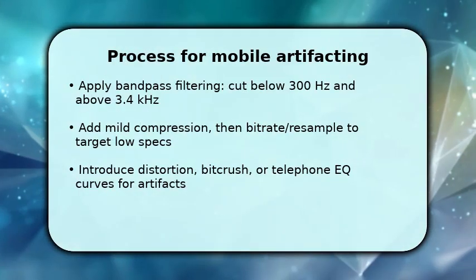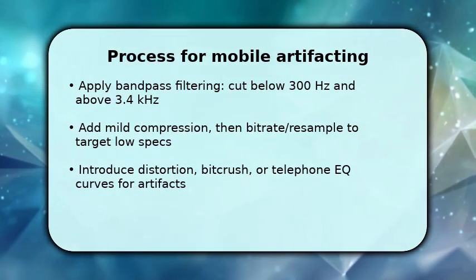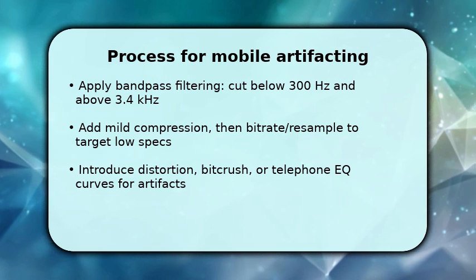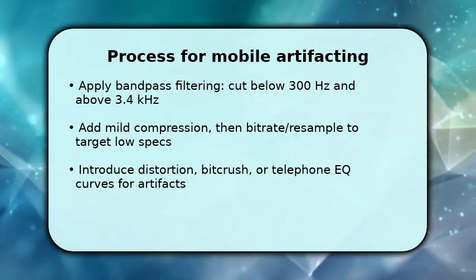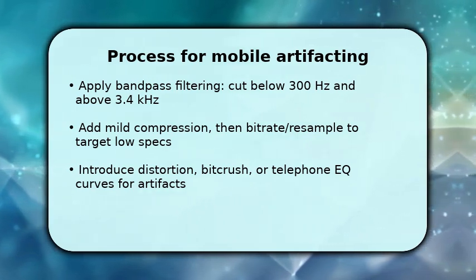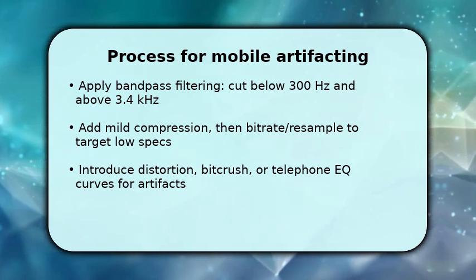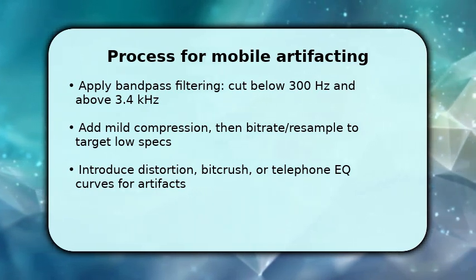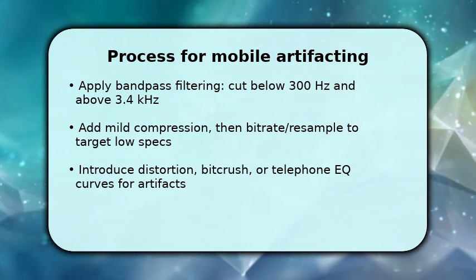Now you'll sculpt artifacts that mimic old or low-bandwidth mobile audio. Apply a bandpass filter, cut below 300 Hz and above 4 kHz to emulate telephone bandwidth, then add mild compression to squish dynamics and reveal noise.